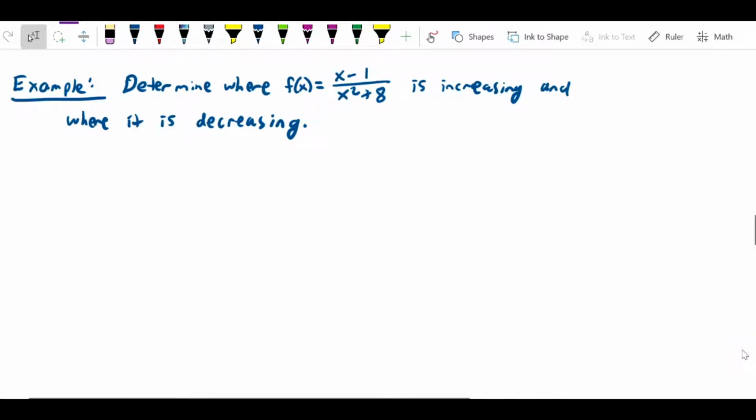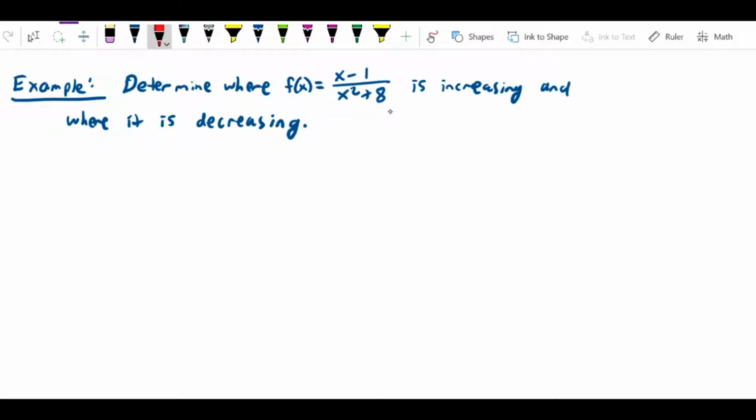So let's use derivatives to determine where this function f of x equals x minus 1 over x squared plus 8 is increasing and where it's decreasing. First of all, note that this function is defined everywhere because there are no division by zero problems. X squared is always a positive number, and if we add 8 to that, we're going to get another positive number. There's no way that we're going to get 0 in the denominator.